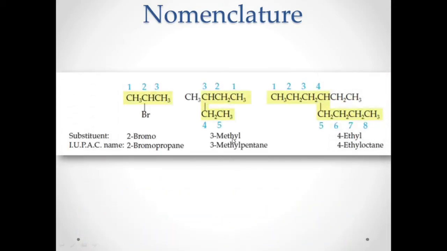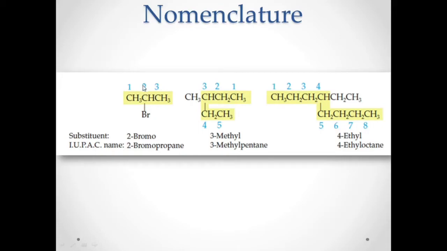Or is my example. Okay, so yeah. So the first rule is you need to have the parent compound or the parent chain, or the longest continuous carbon chain. So that would be 1, 2, and 3. So that would pertain to propane.